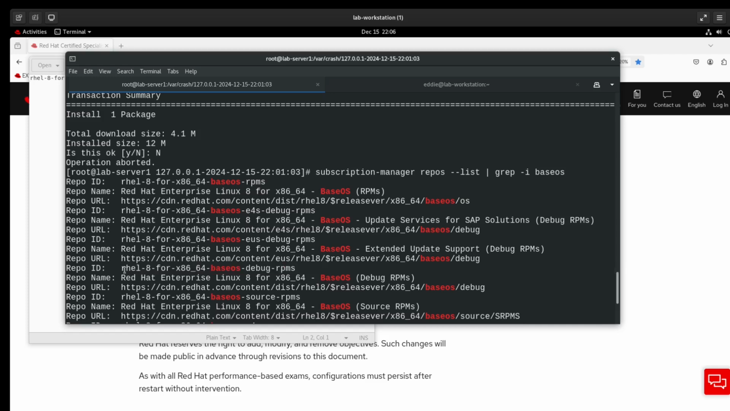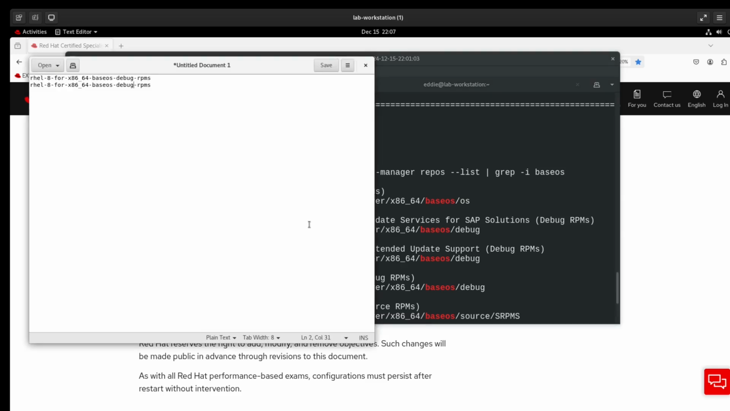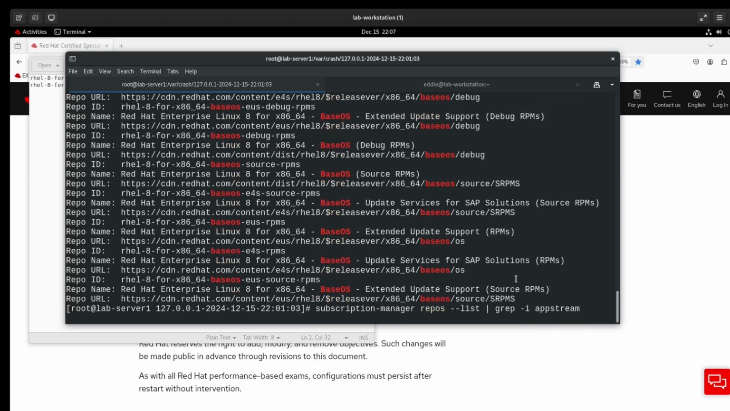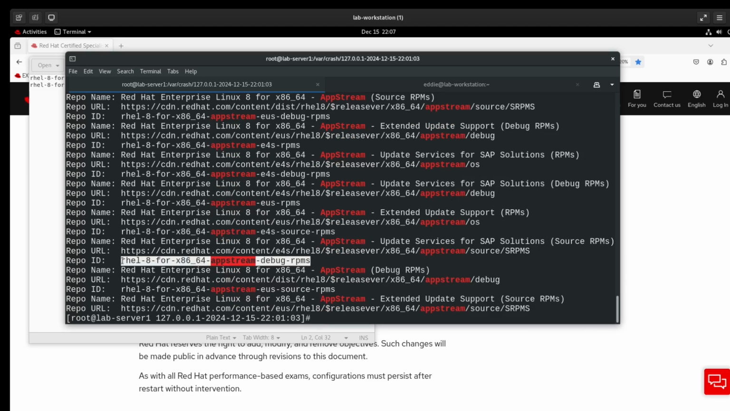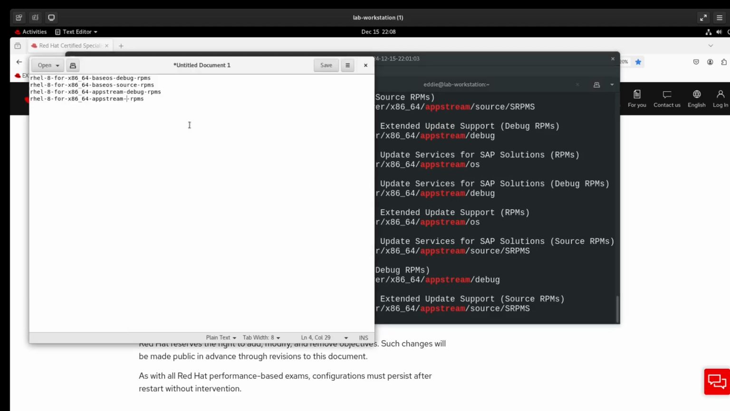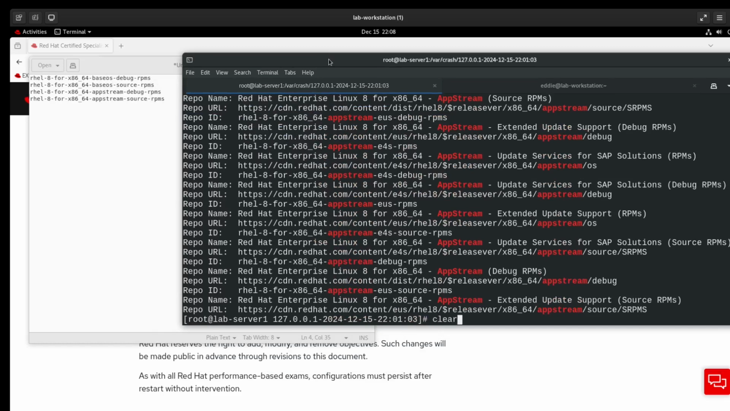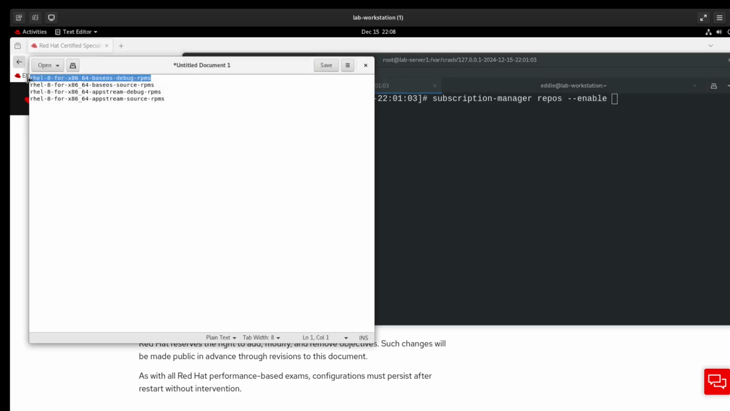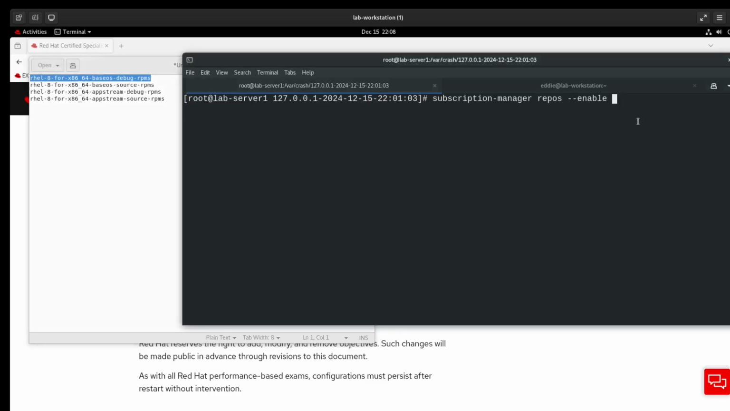I want this. If I can copy paste correctly. This will be source RPMs. And let's get the same thing for the AppStream repos. There should be a source as well for that. Okay, so subscription-manager repos --enable. I can't remember if I have to do multiple enables or if I can just give it a list.